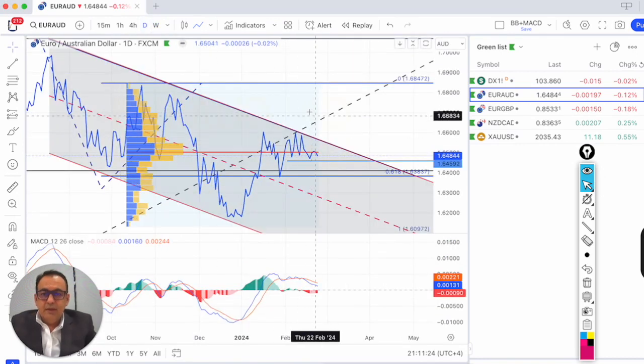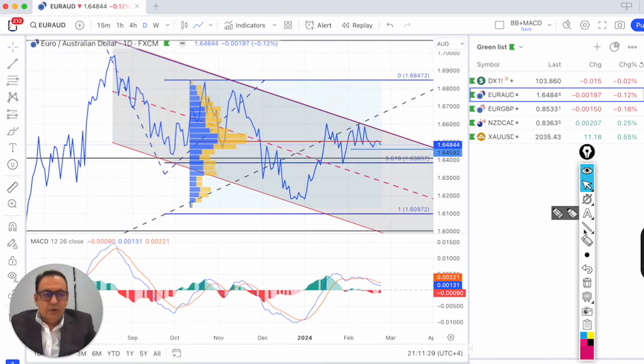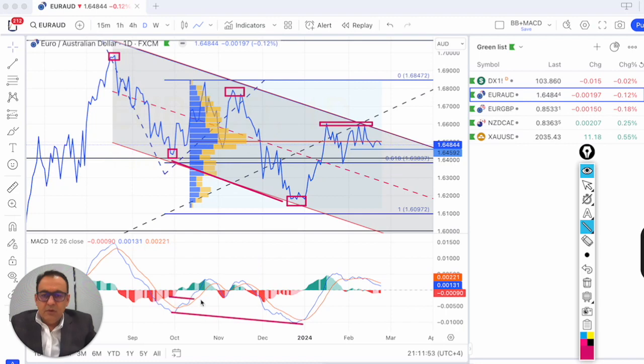Now moving to daily, again we have the structure of lower highs and lower lows. We have a high followed by a lower high and a double top, which is again forming a lower high. We have a low and a lower low. If you notice, comparing the last two lows, we have a lower low formation. We also have a lower low formation on the MACD lines, and also on the histogram.